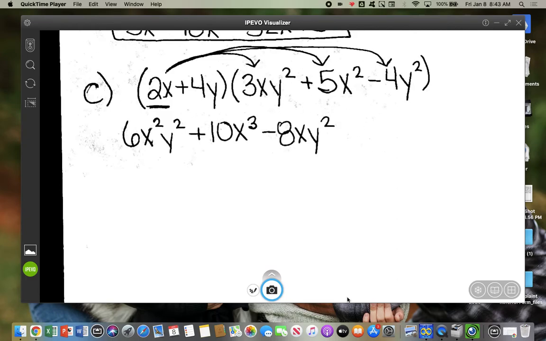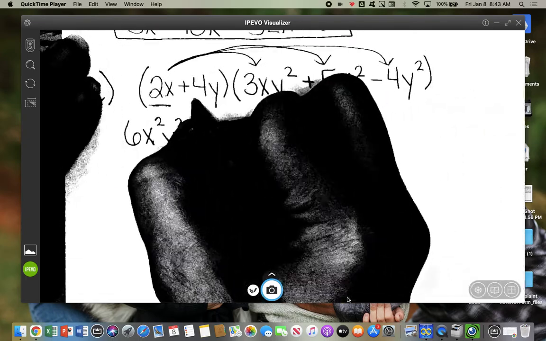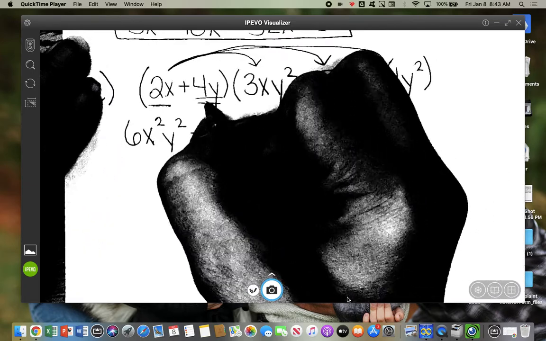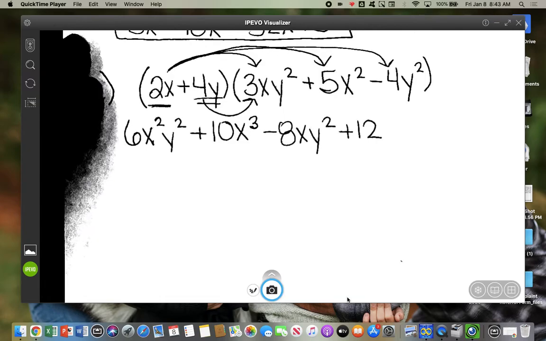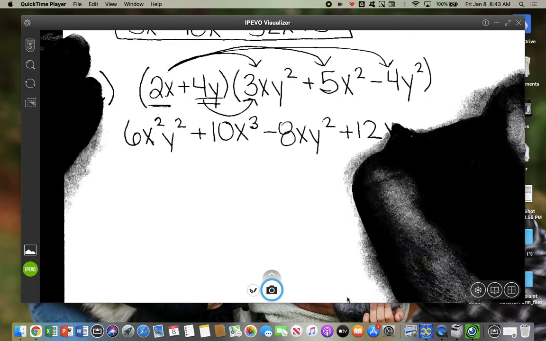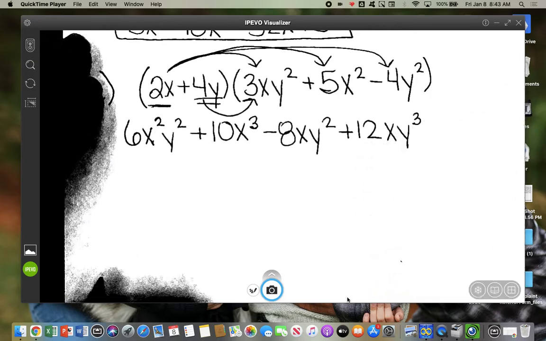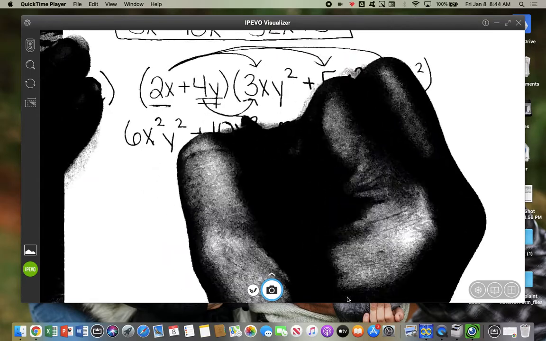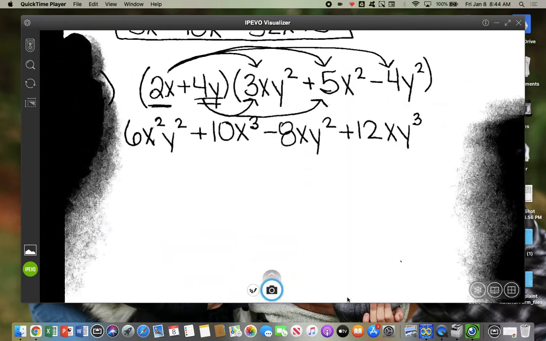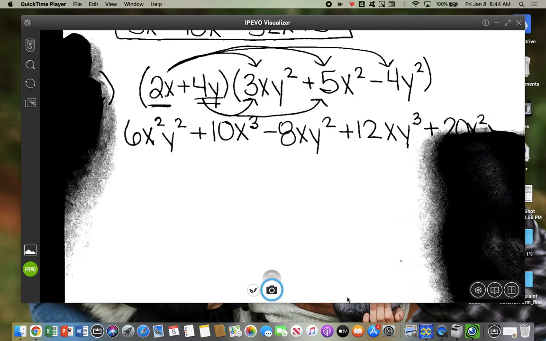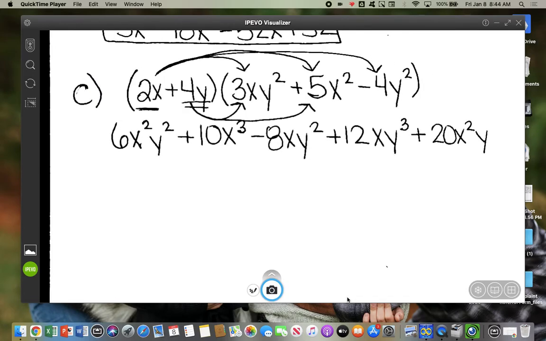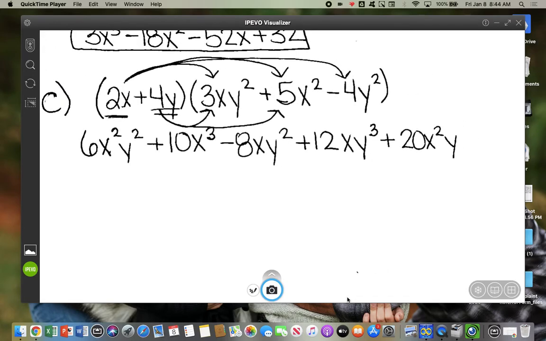Okay, now let's distribute the 4y. All right, so we're going to take 4 times 3 to give me 12. But what about my powers? xy cubed. And then the second part, 4y times 5x squared. 20x squared y. And we always write our letters alphabetical. We like to write x before y.